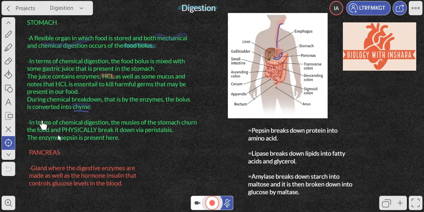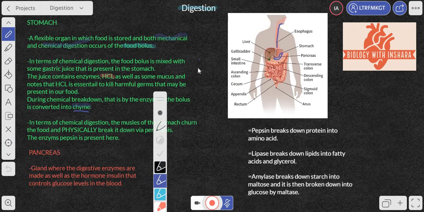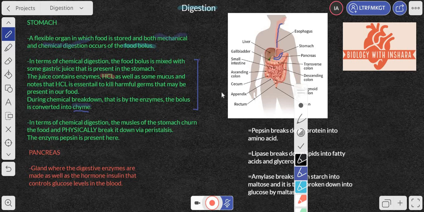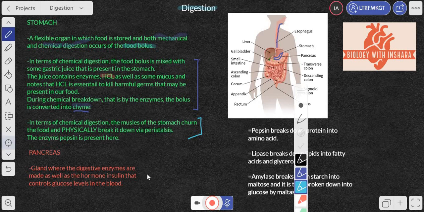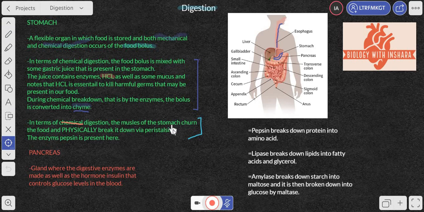What I just spoke about was chemical digestion: some enzymes playing a role with hydrochloric acid and gastric juice, and a little bit of mucus also in there. But what about mechanical digestion? Sorry, I think this was supposed to be written physical digestion. It is my mistake. This whole region is your chemical digestion, and this whole region is your physical digestion, since there are only two types of digestion, not more than that. This is wrong; this is physical digestion. That's my mistake. The muscles of the stomach work or churn the food physically and break it down via peristalsis. The enzyme pepsin is present here.